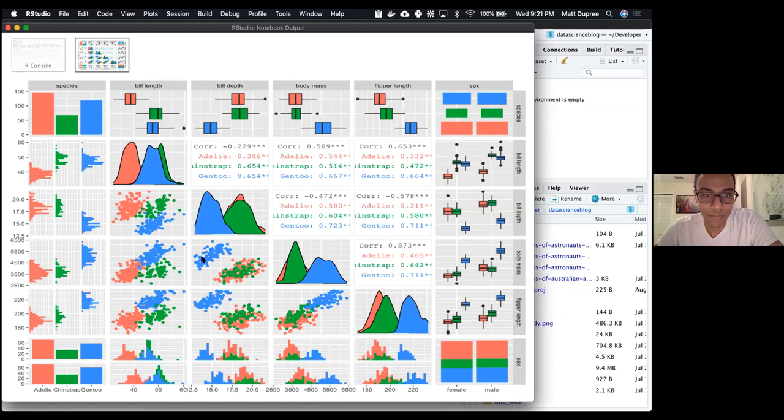You also see it in the visualization. So if you do bill depth, let's see, what column is that under? It's the third column. Third column in the same row, you can see that there are these two different distributions. I thought this was pretty neat. It's useful.